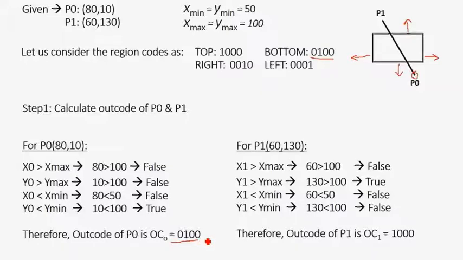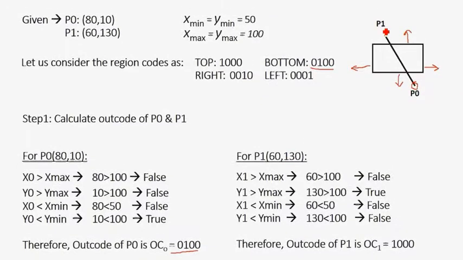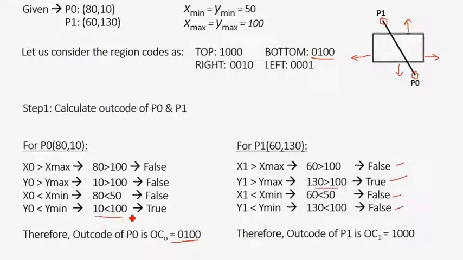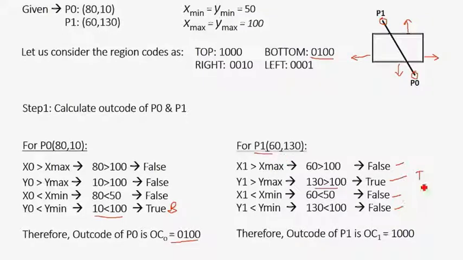Similarly, I'll take the outcode of the other point and compare it with all four boundaries of the window. I get right as false, left as false, and bottom as false, but top as true. 130 is greater than 100 is true, whereas earlier 10 less than 50 was true. So this one is in the top region and the other is in the bottom region. Since I concluded P1 is in the top region, it gets the outcode of the top region.